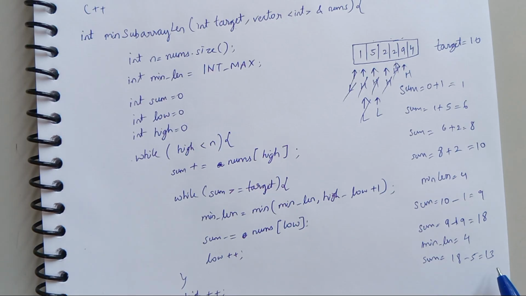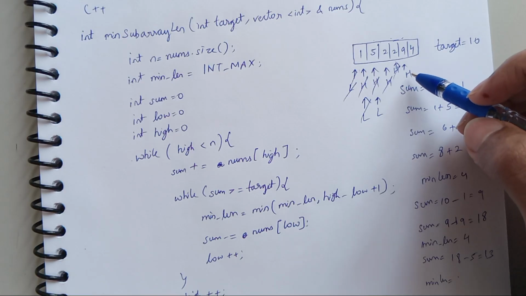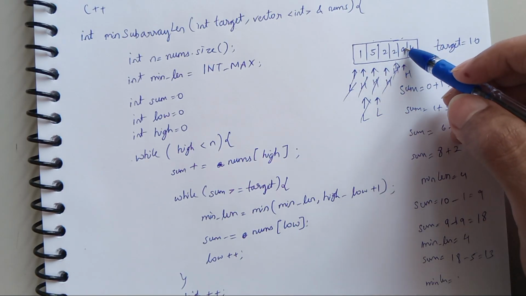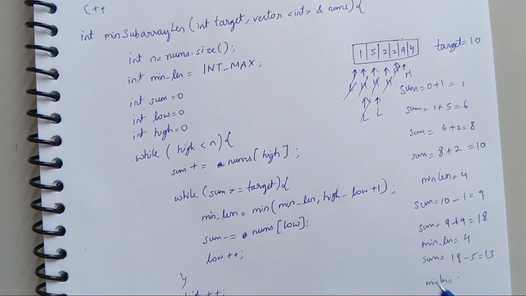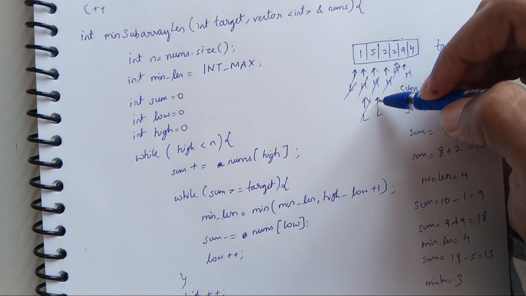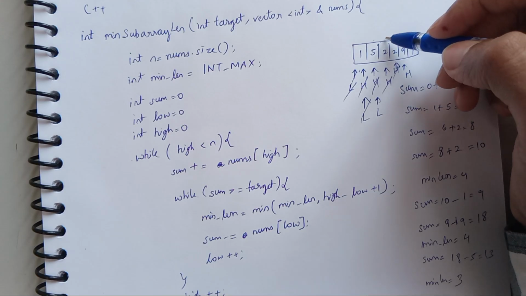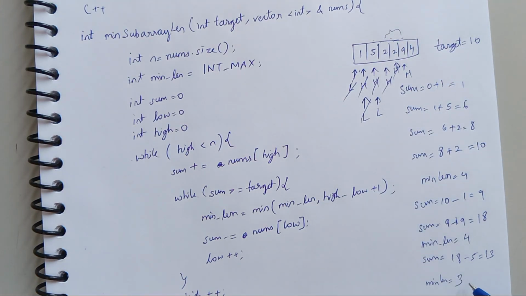Now again sum is greater than or equal to 10, so again we update the minimum length. Minimum length is equal to minimum of, initially it was 4, now high is 0 1 2 3 4 minus low 0 1 2. 4 minus 2 is 2 plus 1 is 3. So minimum of 4 and 3 is 3, because the current subarray is this one, first second third. This one is the current subarray. So minimum length is 3, and for the sum, we remove the first element or the low pointer element.